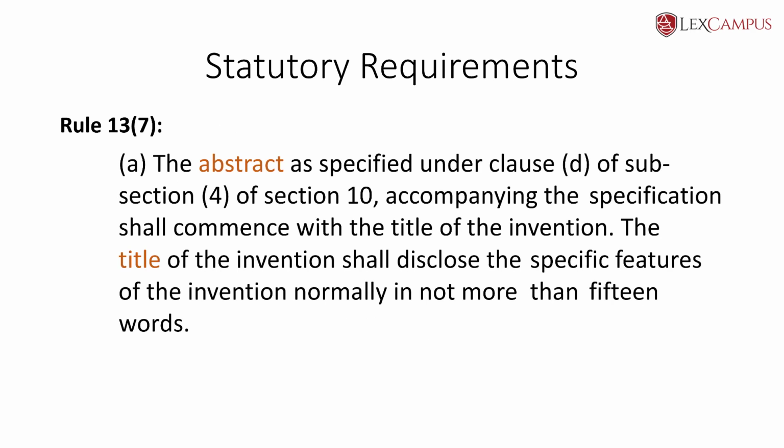It says that the abstract, as specified under clause (d) of sub-section (4) of section 10, accompanying the specification shall commence with the title of the invention. So the abstract should have a title. This is the same as the title of the specification itself. There's a separate specific title for the specification. The title of the invention shall disclose the specific features of the invention, normally in not more than 15 words. So there is a word limit for the title, which is 15 words.